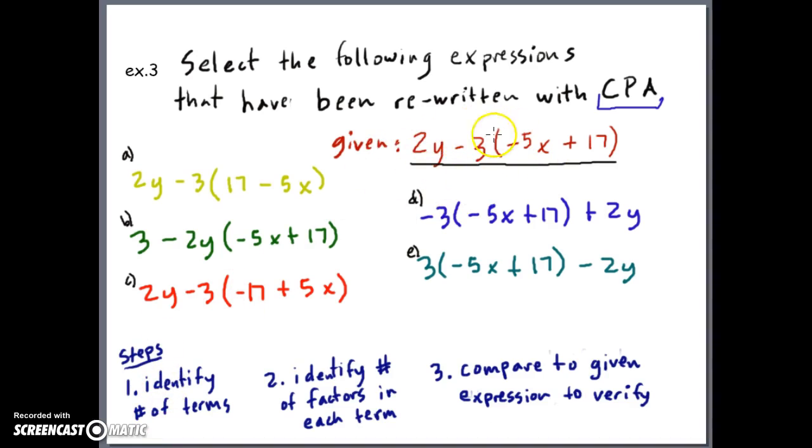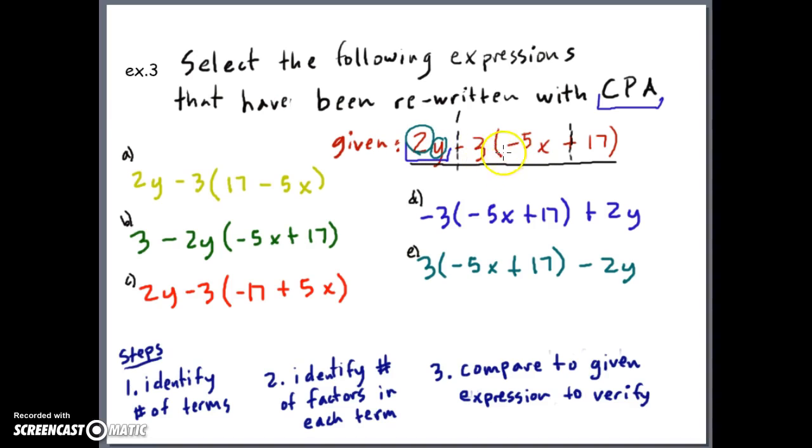So the first step is to identify the number of terms in the given expression. So you can see here we've got a subtraction sign, so we can go ahead and identify that as a term. Then we've got an addition sign in here, and we know that there's going to be 2 terms here. But very important to note that this first term, 2y, has 2 factors, right? 2 times y. 2 is a factor, y is a factor.